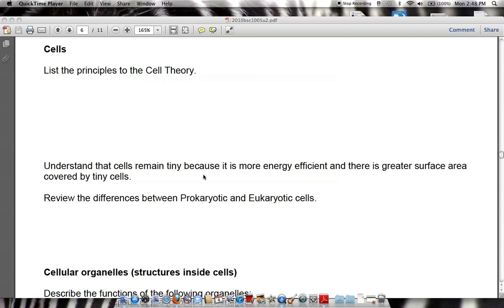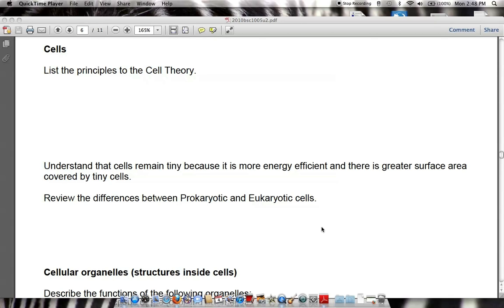secrete that chemical compound outside of the cell. So we have to think of efficiency, basically how the cell is going to use that compound and how much energy it's going to take to move that compound around. So all these things go into why cells remain tiny.